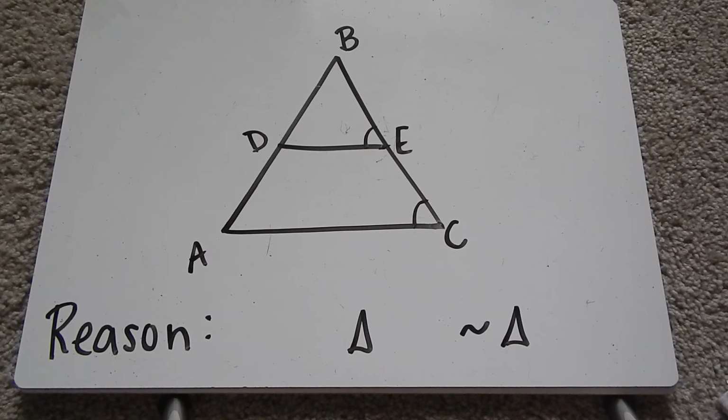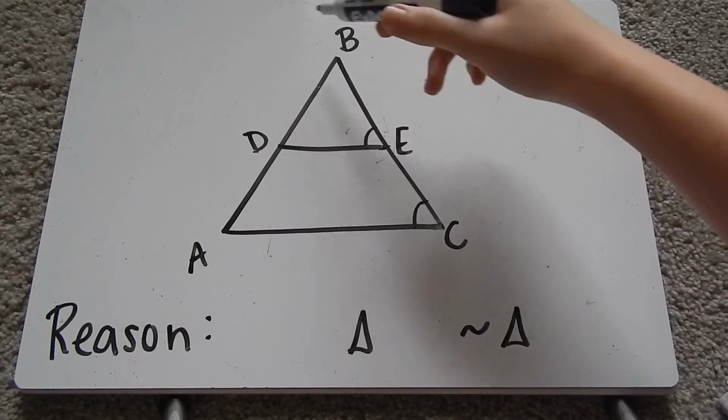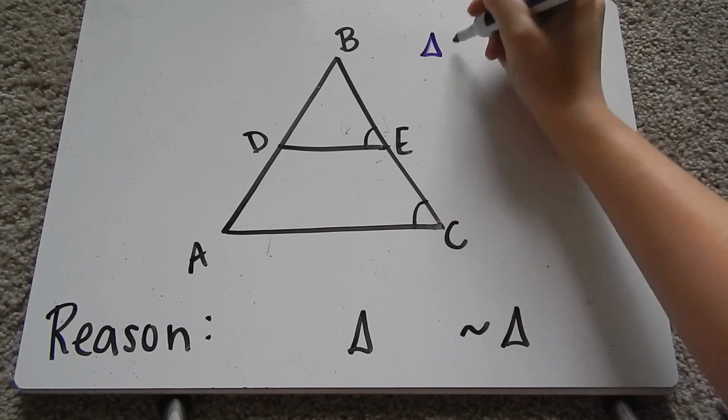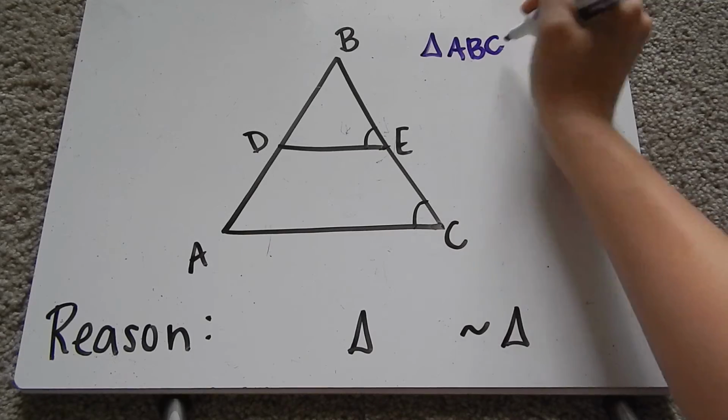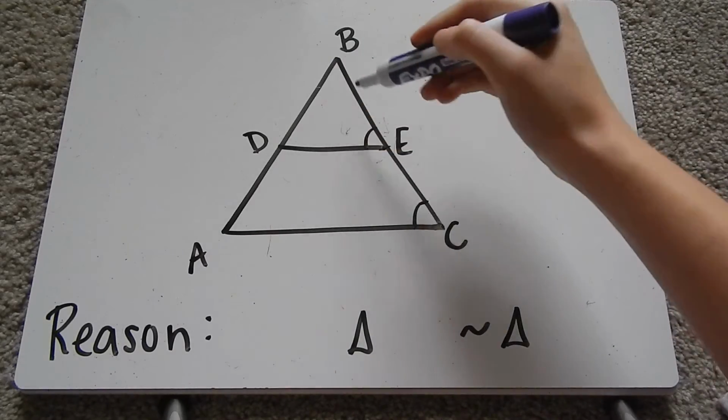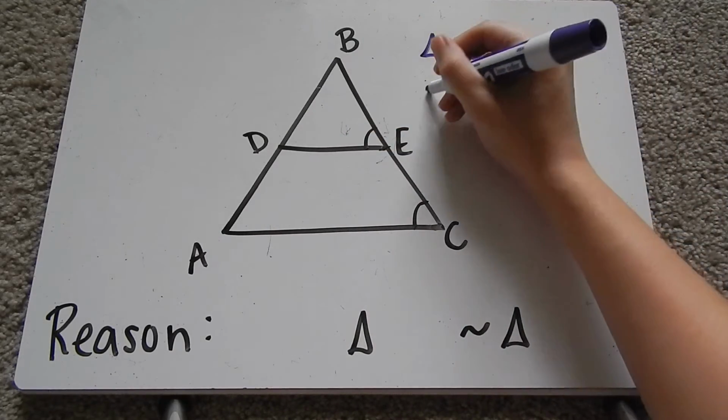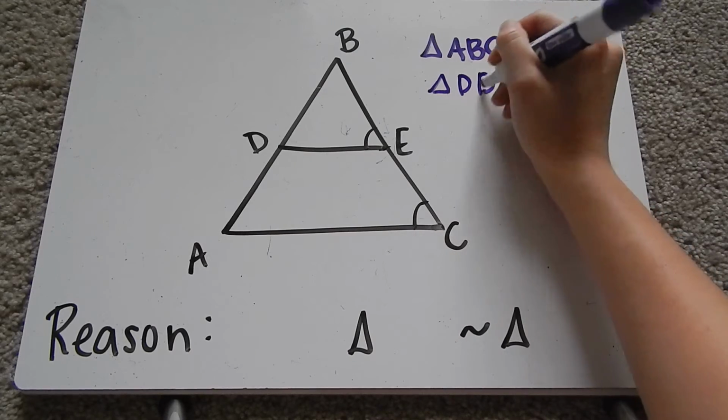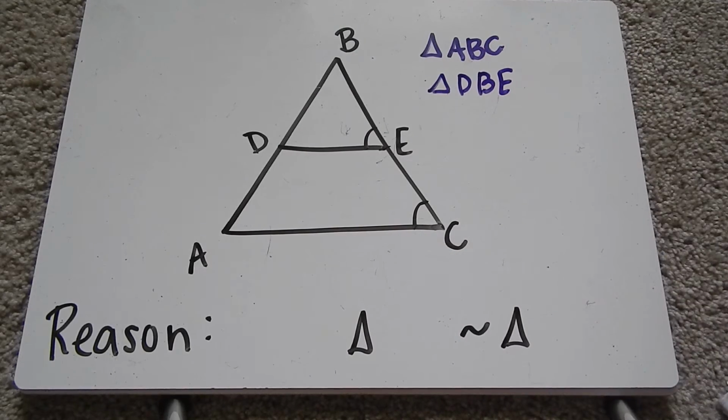So if we look at our first example, let's look at the triangles that we have. We have this big triangle, ABC. So I'm going to call it triangle ABC. We also have this little triangle, which is triangle DBE. I'm not naming that in any particular order. I'm just going by what I see. Now let's determine if these are similar.